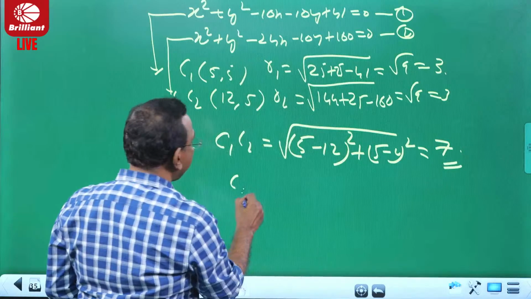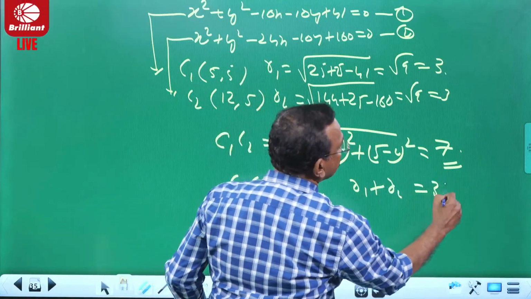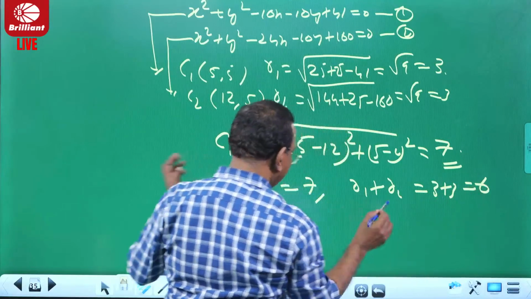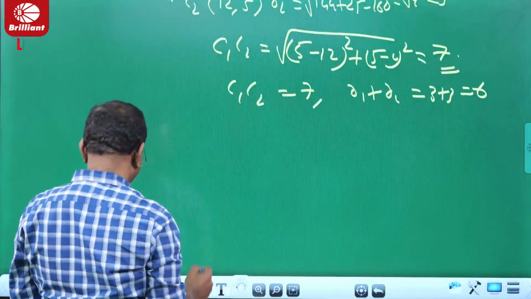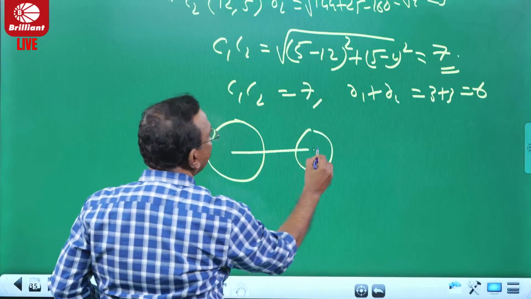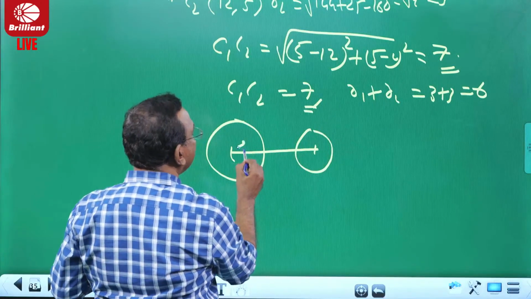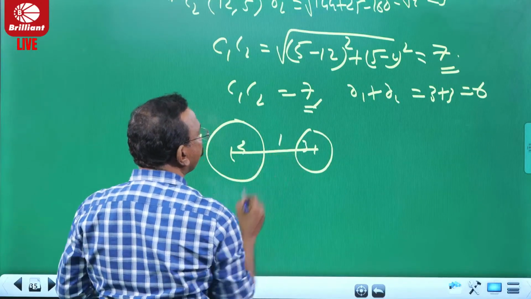So here C1C2 is equal to 7 units, and R1 plus R2 is equal to what? 3 plus 3 equals 6. That means the sum of the radii is less than C1C2, so the two circles are some distance apart. The center distance is 7 units and the radii are 3 and 3, so the gap is 7 minus 6, which is 1 unit.